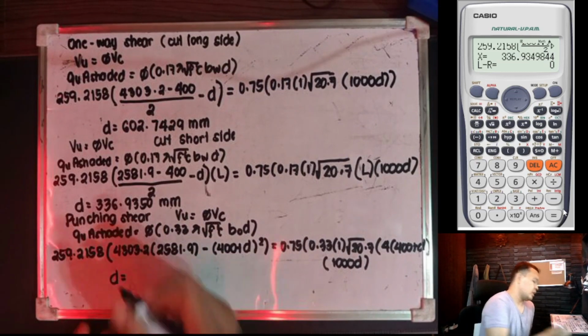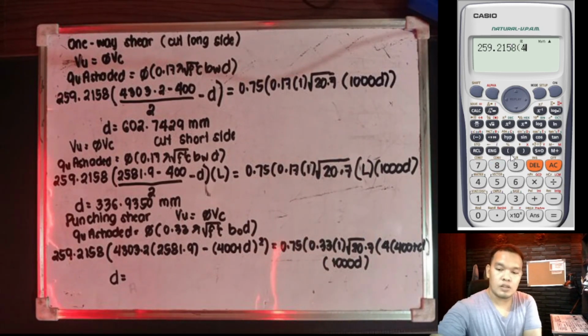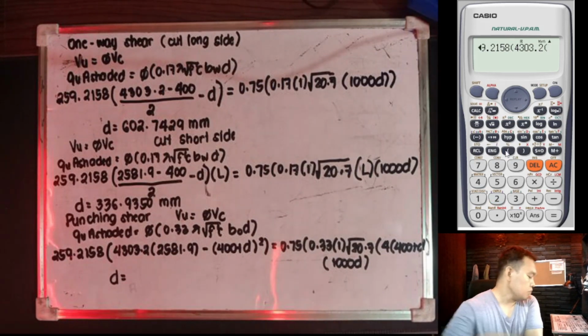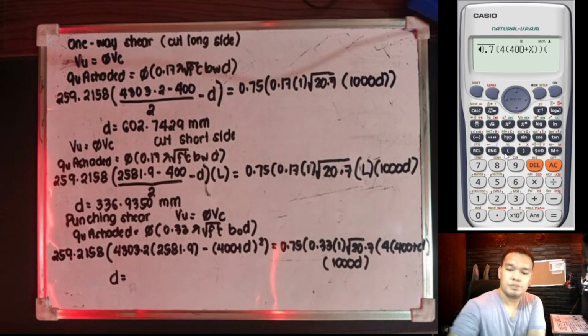Okay? So we have here d is equivalent to 259.2158 multiplied by 4303.2 times 2581.9 minus (400 plus d) squared equals 0.75 multiplied by 0.33 square root of 20.7 multiplied by 4 times (400 plus d) times 1000d.